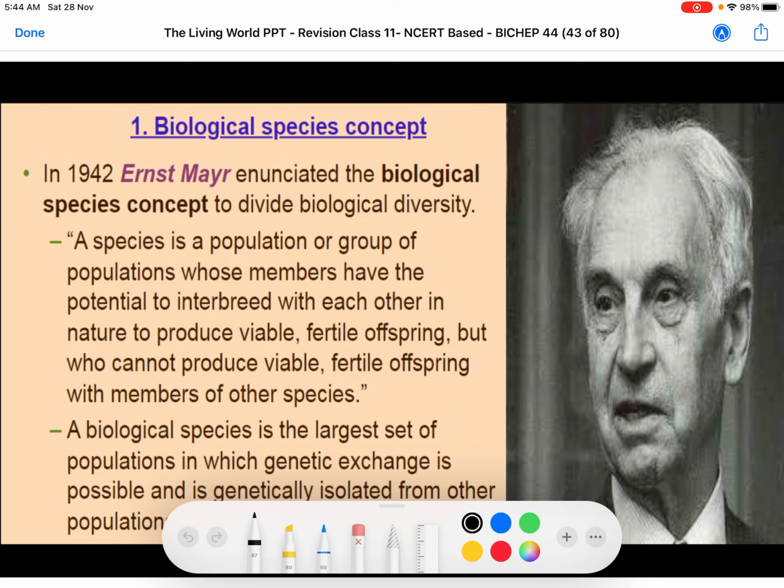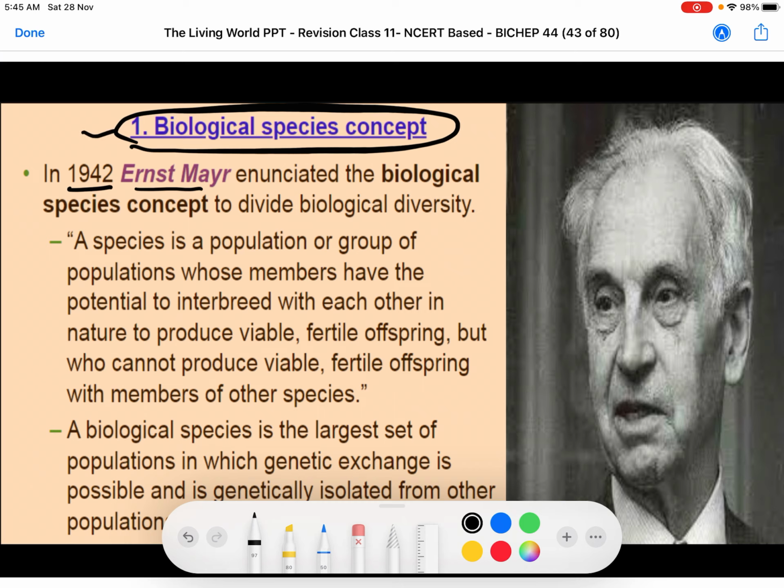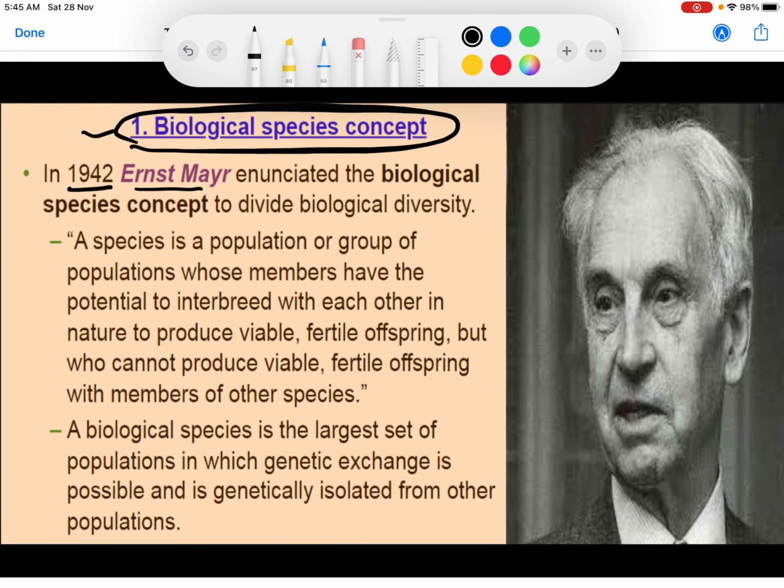The first concept ever was given in 1942 by Ernst Mayr, and that is termed as the biological species concept. And this is the concept which is most popular, right? And in the textbook as well, it is defined in a similar way as the biological species concept. So Ernst Mayr is responsible for giving the species concept for the first time.